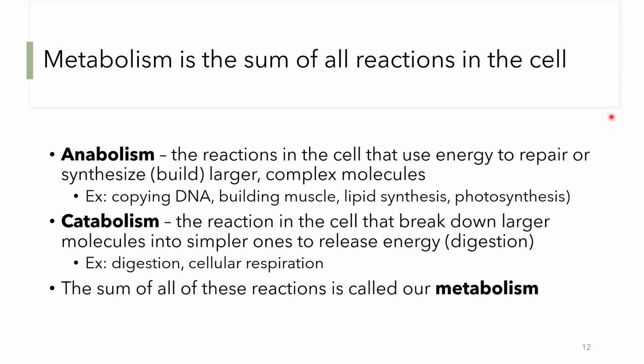Now, when we talk about reactions occurring in the cell, they fall under 2 different categories. Are we breaking down a molecule or are we building up a molecule? And so when we talk about this, we're really talking about our metabolism as a whole. So it's the sum of all of the reactions in the cell, every single one happening at all times. And we break those reactions down into 2 categories: anabolic reactions and catabolic reactions.